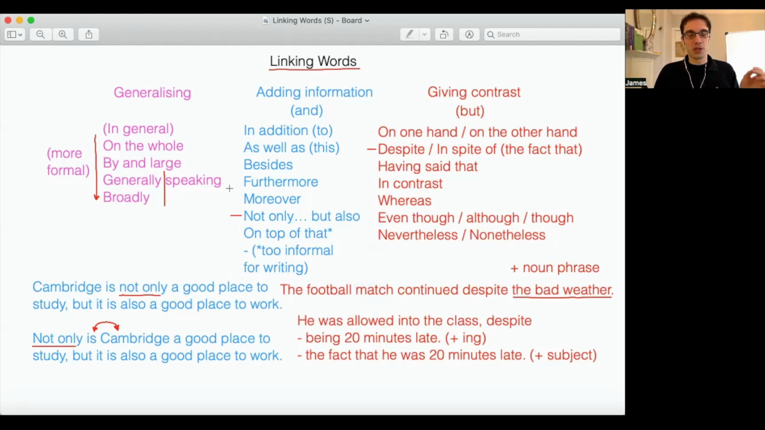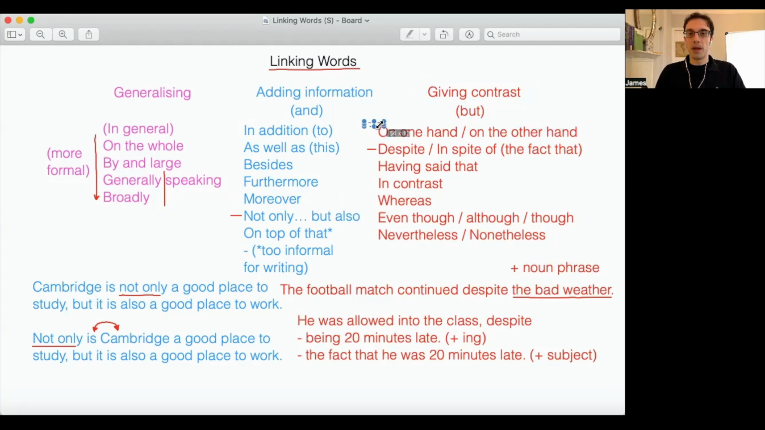Now, this is a good time to say that not all of these words, and as I've just mentioned about a couple of these examples, not all of these linking words are interchangeable. You can't just replace one with the other without changing the grammar slightly. So a good example of that is with not only, and we'll get to that in just a second. But ones like furthermore and moreover, they are interchangeable, but some of them are not. And this is also the case when giving contrast.